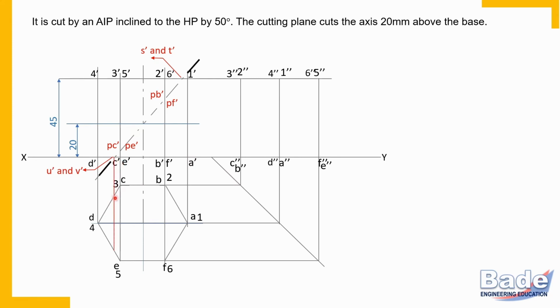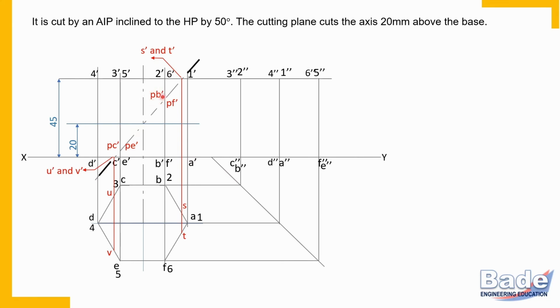Now watch. U and V are on lettered edges. So U is on CD and V is on DE. Now S and T are on numbered edges. So S is at the top, that is on edge 1, 2, and T is on edge 1, 6. Now focus on edges PB and PF. Now try to understand.